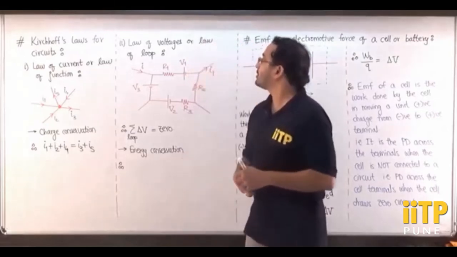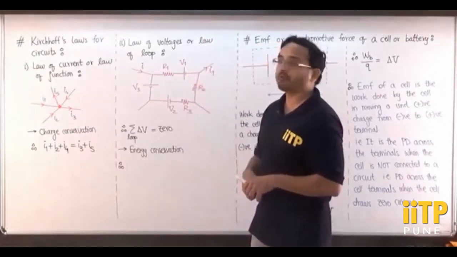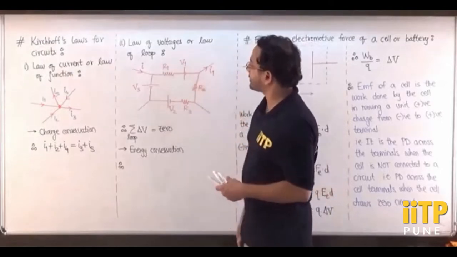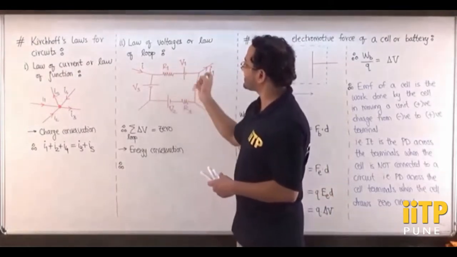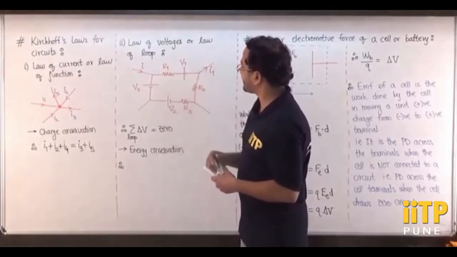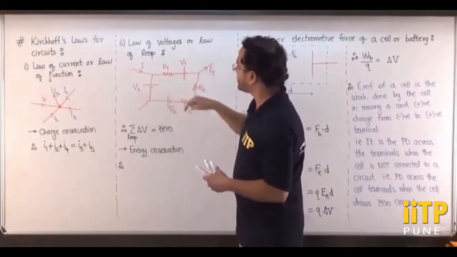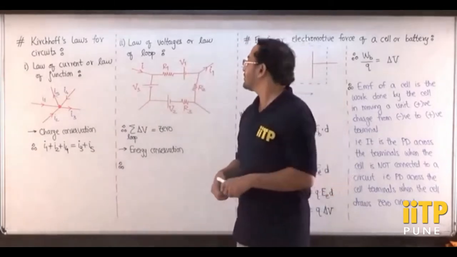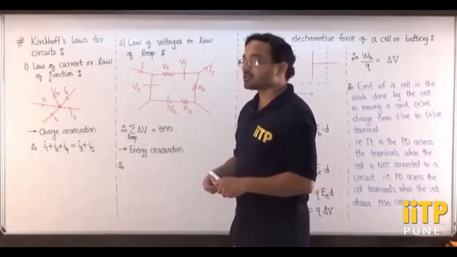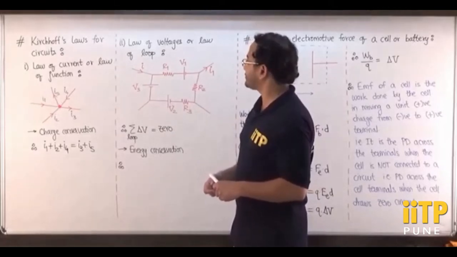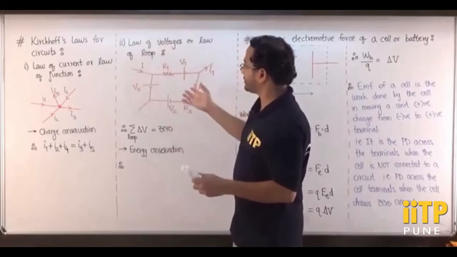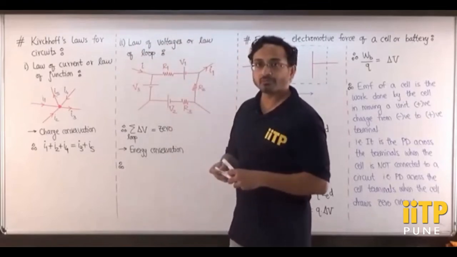The second law is the law of voltages, or law of a loop. Imagine here's a circuit given to us like that. There are some cells in this, there are some resistors like that. V1, V2, V3 are the battery voltages, the cell voltages, or the cell potential differences. And then it is also given to us that in this particular part of the circuit, of course I am not showing you the complete circuit.